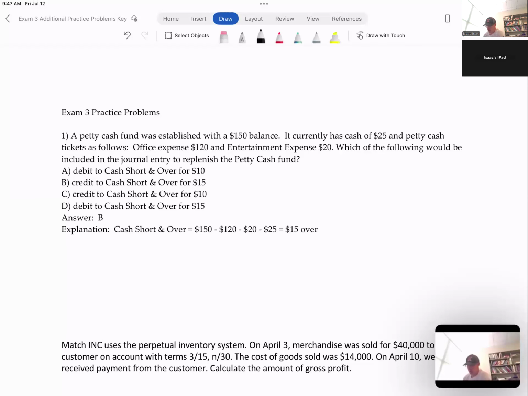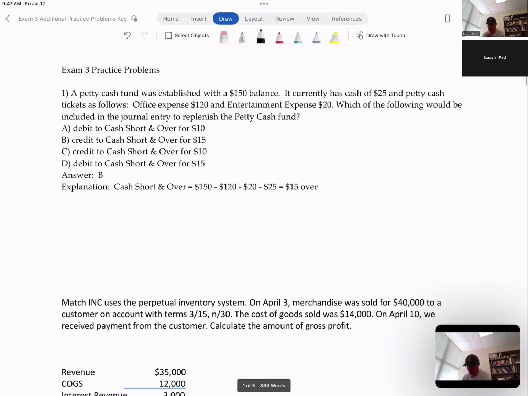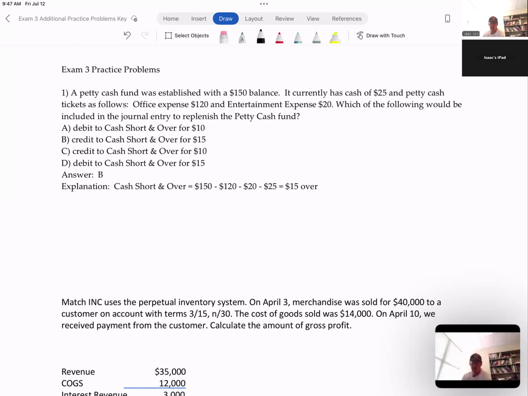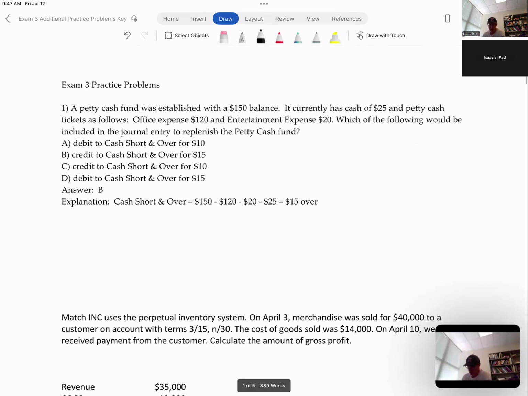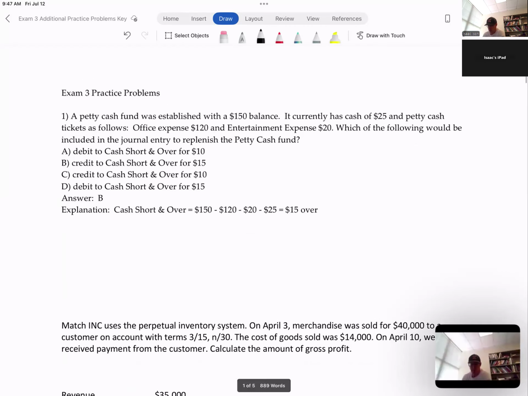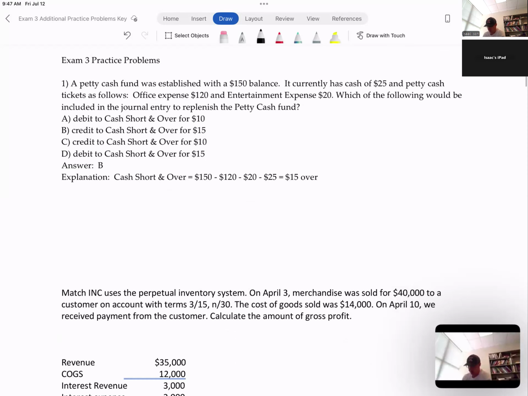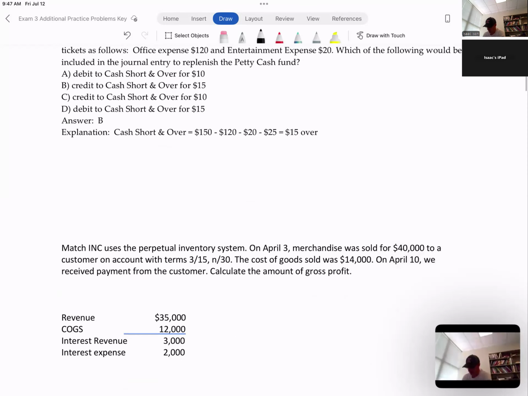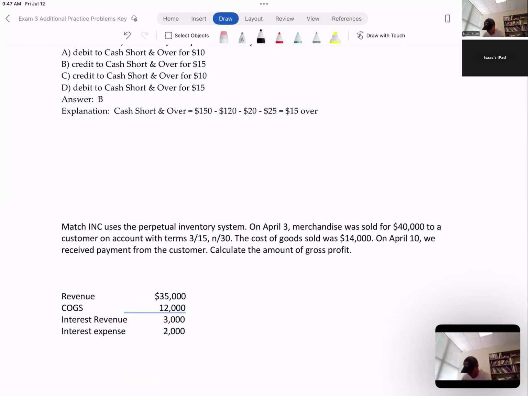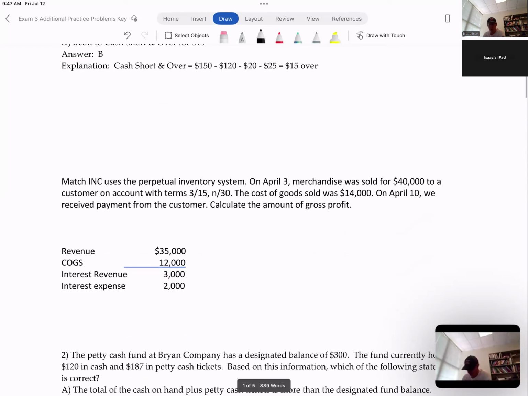So that isn't what this video is. If you're struggling with that, you don't like any of the videos on it, or you feel like they're not very well explained, just shoot me an email. I'm happy to do some videos specifically on that. But what I wanted to do here is just three problems: a petty cash problem, another one calculating gross profit, and then another one calculating net income.